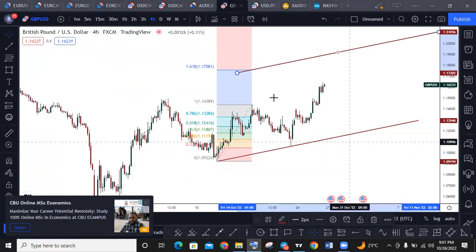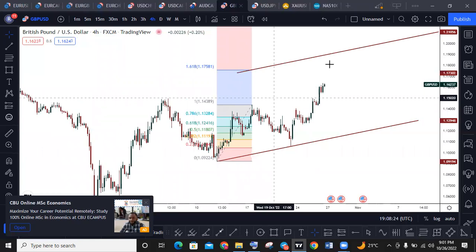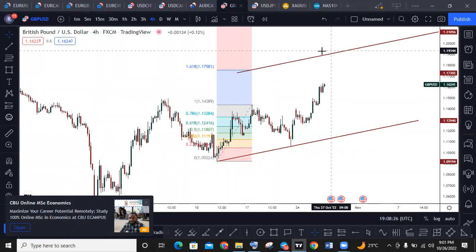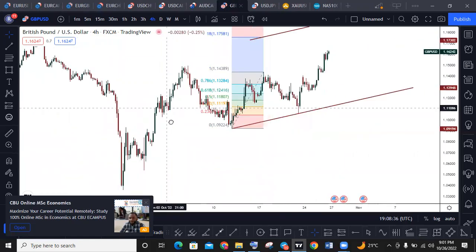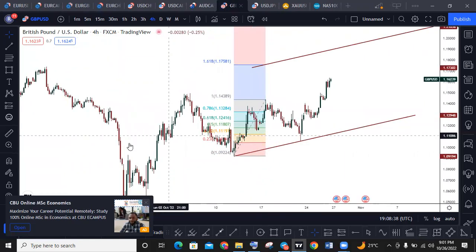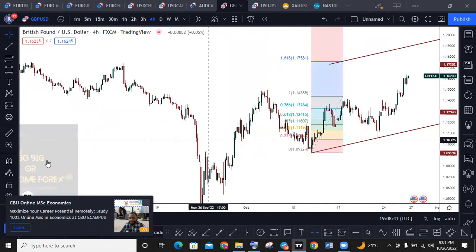So at this point in time, price has not yet reached this line. So we are going to wait until price reaches this line, then you can take a trade. So this is how you can use trend lines in a sensible way, like the way the professionals do.